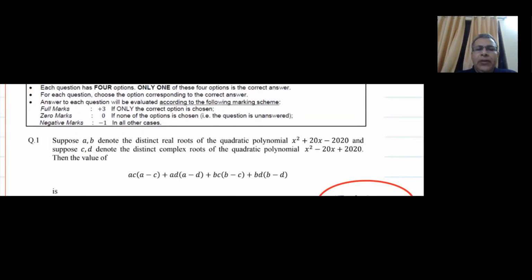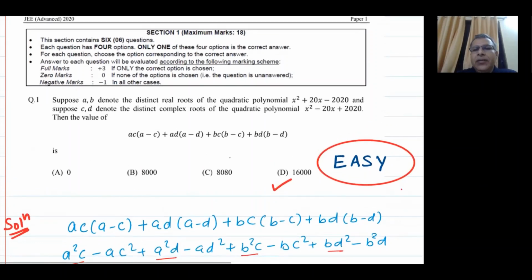Let a, b denote the distinct real roots of the quadratic equation x square plus 20x minus 20 equal to 0, and c, d denote the distinct complex roots of the quadratic polynomial x square minus 20x plus 20 equal to 0. Then find the value of ac(a minus c) plus ad(a minus d) plus bc(b minus c) plus bd(b minus d). This question is actually similar to IIT-JEE 2011, and this is an easy type of problem.